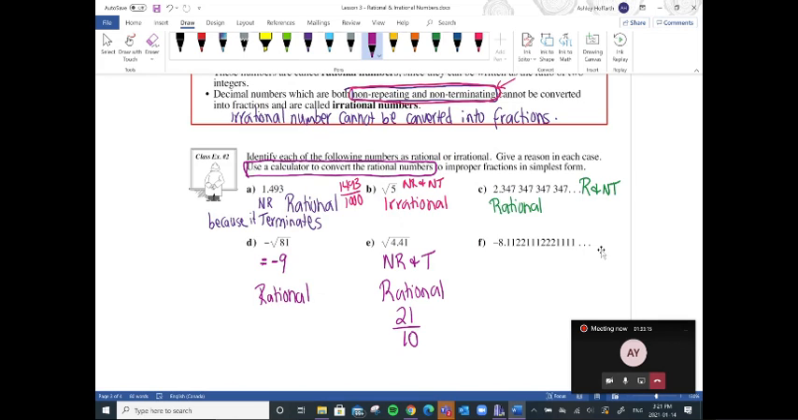And you have to think about that really hard. To be repeating, it has to repeat the exact same pattern over and over and over again. So even though it seems to have a bit of a pattern to it, it's not a recurring pattern. It's not the exact same thing over and over again. For it to be repeating, it would have to be 0.1122, 1122, 1122, 1122. So this is actually non-repeating, and non-terminating. So that is the definition of irrational.